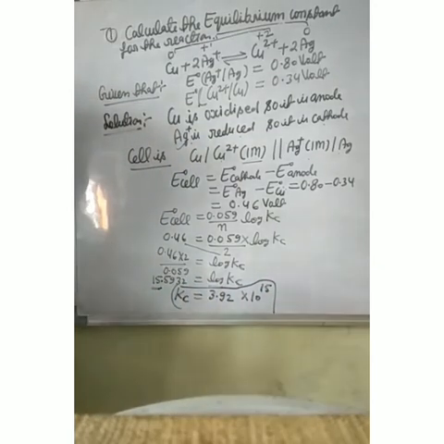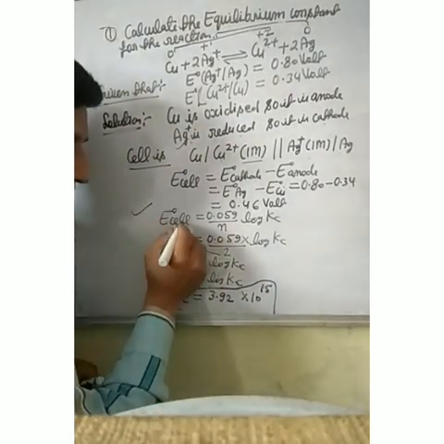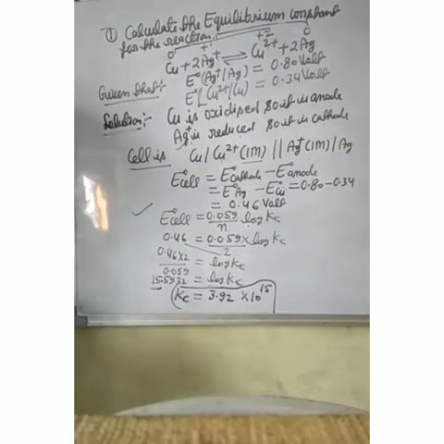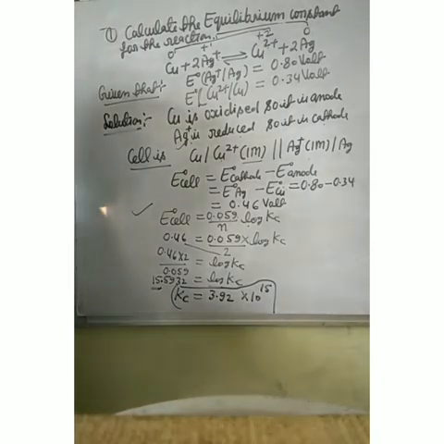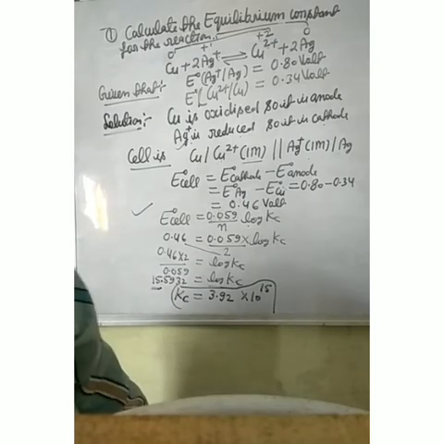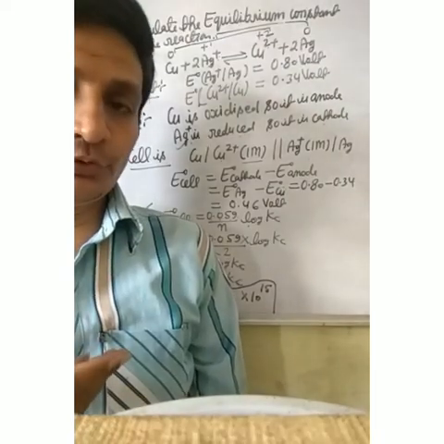Okay students, so you have to learn this formula: E naught cell is equal to 0.059 upon n log Kc. Students, you know very well how to find log and anti-log. Okay students, I hope you can understand all the things I have told you today.